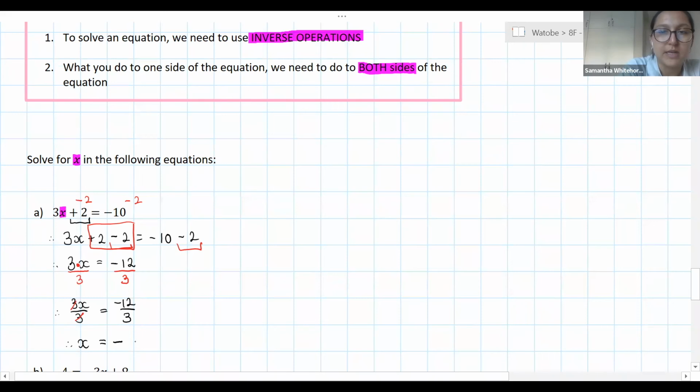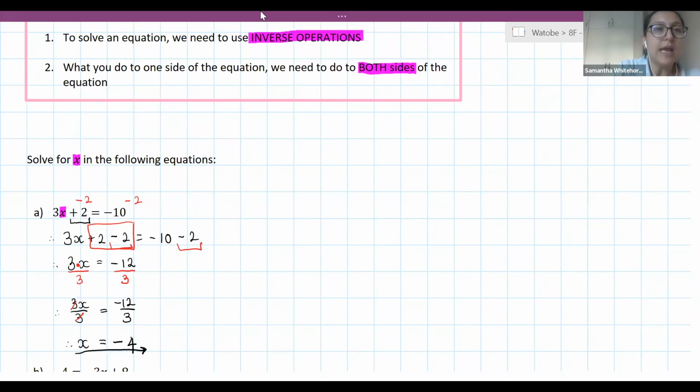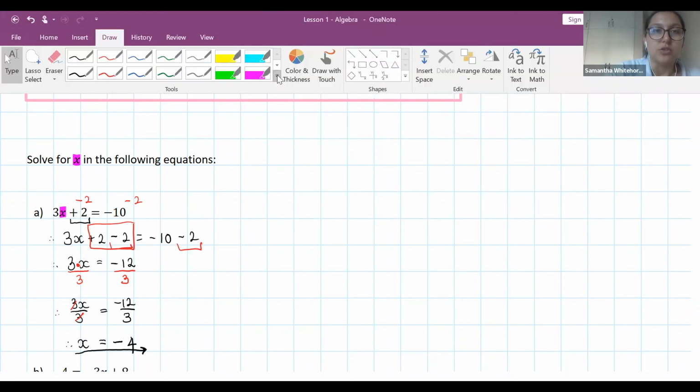And as Ukanyo said there, and Tandor said on the chat, we end up with a -4 because we know that 12 divided by 3 is 4, and a negative divided by a positive is a negative. So we end up with -4. Okay, so that is essentially inverse operations. I need to use the opposite operations to what I originally had in my equation in order to solve for x. And remember, guys, once you've done this, you can go and check your answer.